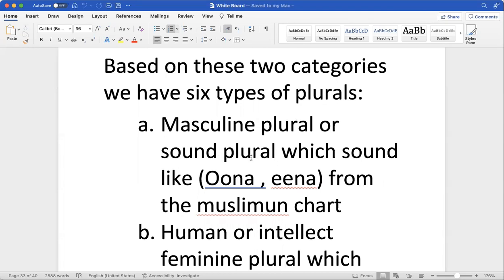You can go to the Muslim chart, and if you see words ending with una, ina sound, straightforward, you can say the masculine plural or sound plural. Why do we call it sound plural? Because that una, ina sound is there.